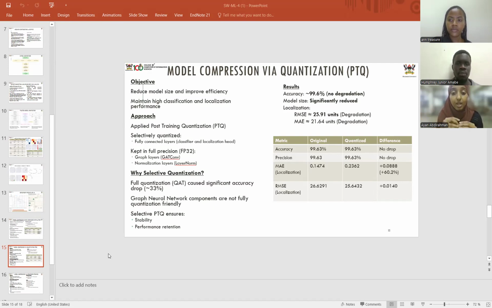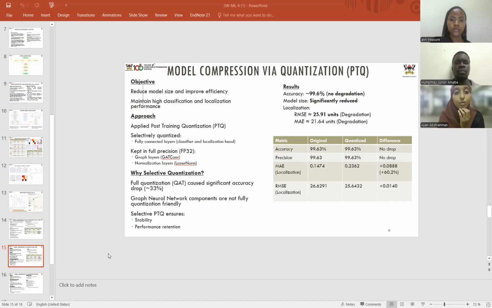That happened because the graph neural network components are not fully quantization friendly. The PyTorch Geometric GAT layers use irregular operations, which means they break the quantization observers, corrupting everything. So by quantizing only the MLP heads and leaving the GAT backbone the way it was, the performance remained the same, at 99.63 according to the table on our right.